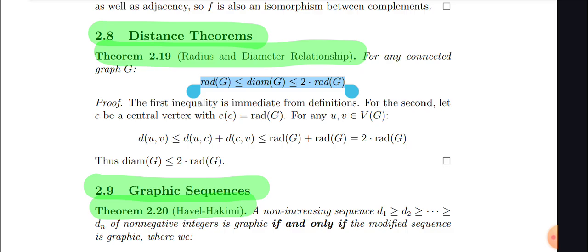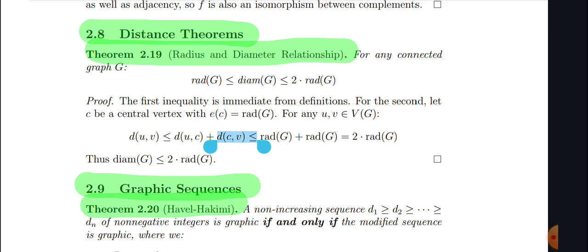So we pick c. Now take any two vertices u and v that define the diameter. They are the two furthest points in the network. Right. The shortest path between u and v, which defines the diameter distance d, cannot possibly be longer than the path that goes from u to c and then from c to v. The triangle inequality. Essentially. Since c is a central vertex, the distance from u to c is at most the radius. Similarly, the distance from c to v is also at most the radius.